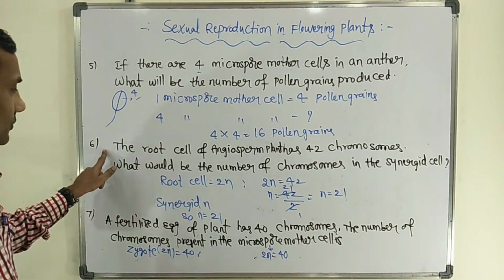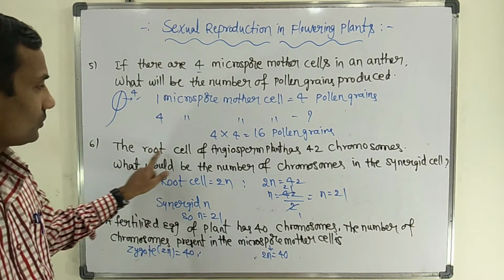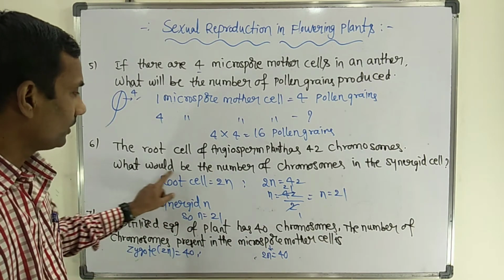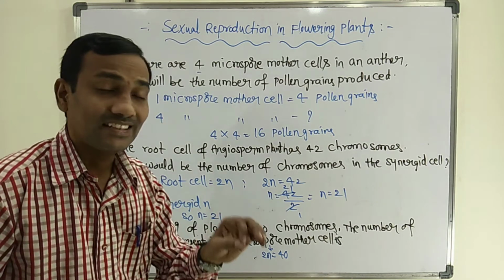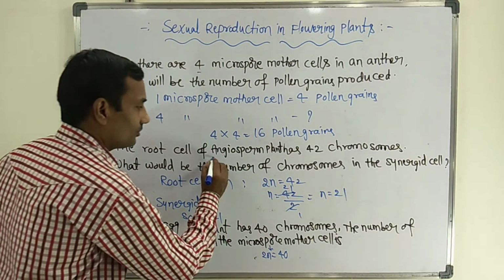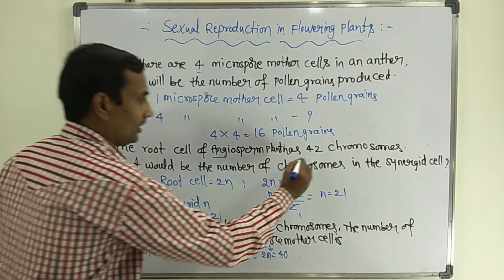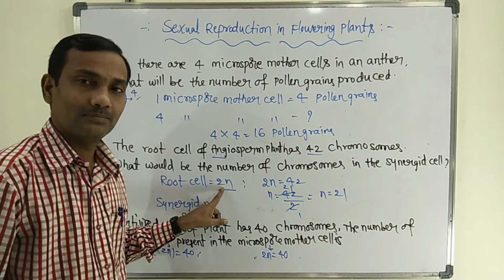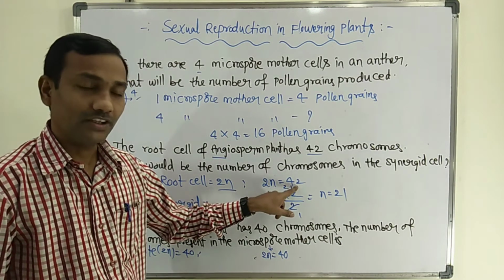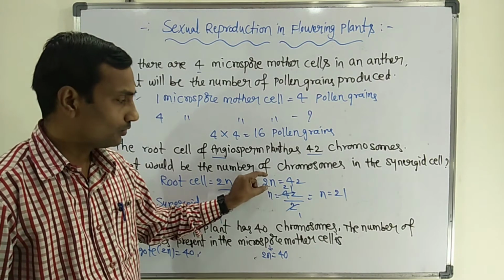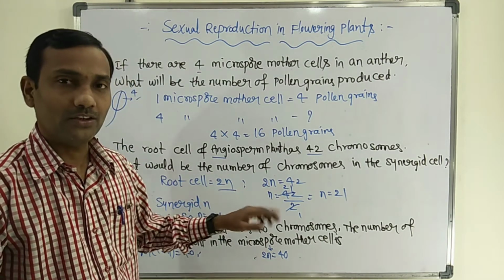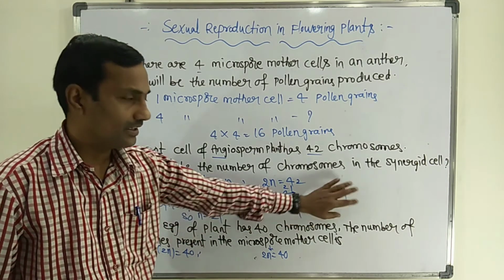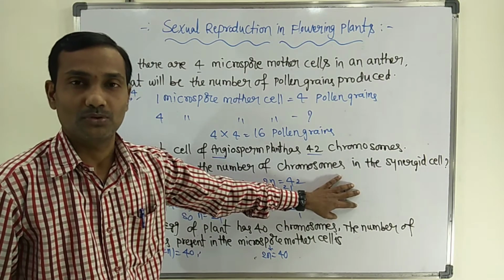Next question: the root cell of an angiosperm plant has 42 chromosomes. What would be the number of chromosomes in the synergid cell? Here the root cell is diploid, the 2n condition, with 42 chromosomes. You have to find the haploid number: n equals 42 by 2, so you get 21, the haploid set of chromosomes.